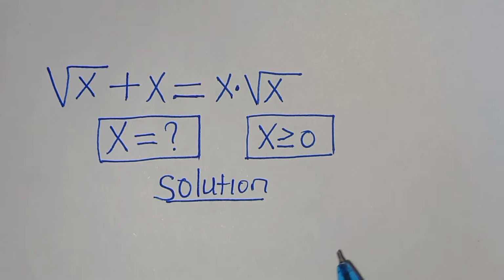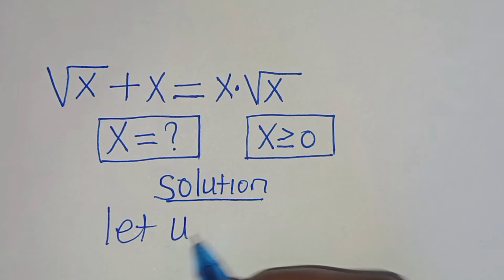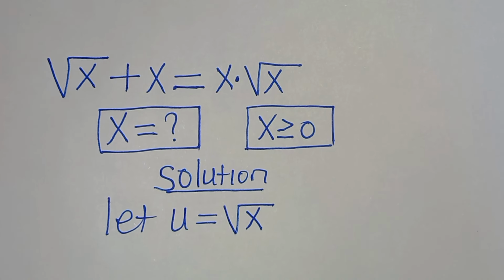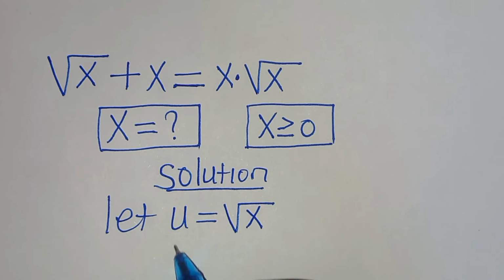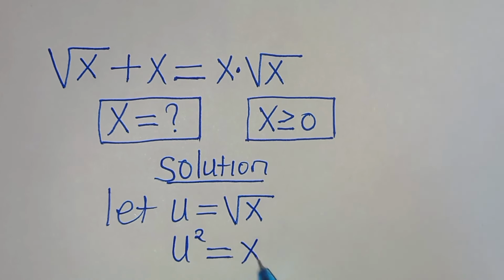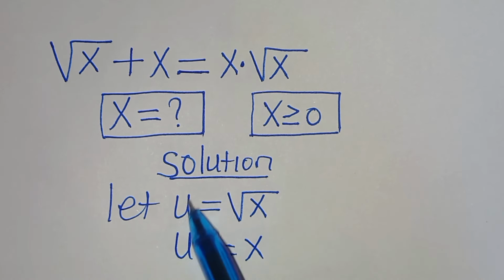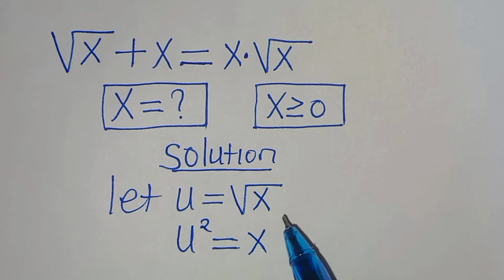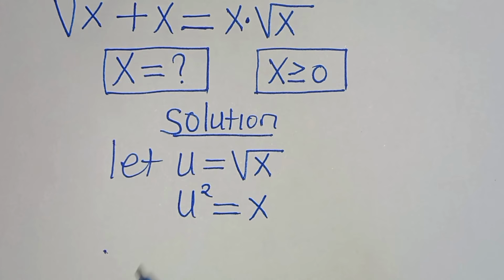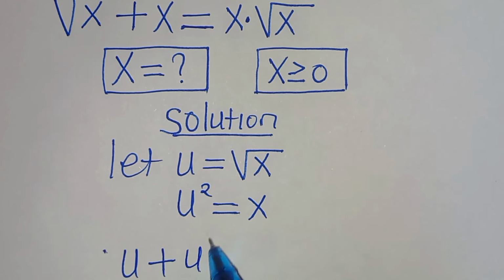Now, the first step here is we can let u be equal to square root of x. So this implies that u to the power of 2 is actually equal to x. So we can substitute square root of x with u and x with u squared. So that now we have square root of x becomes u, then plus x, which is actually u to the power of 2.